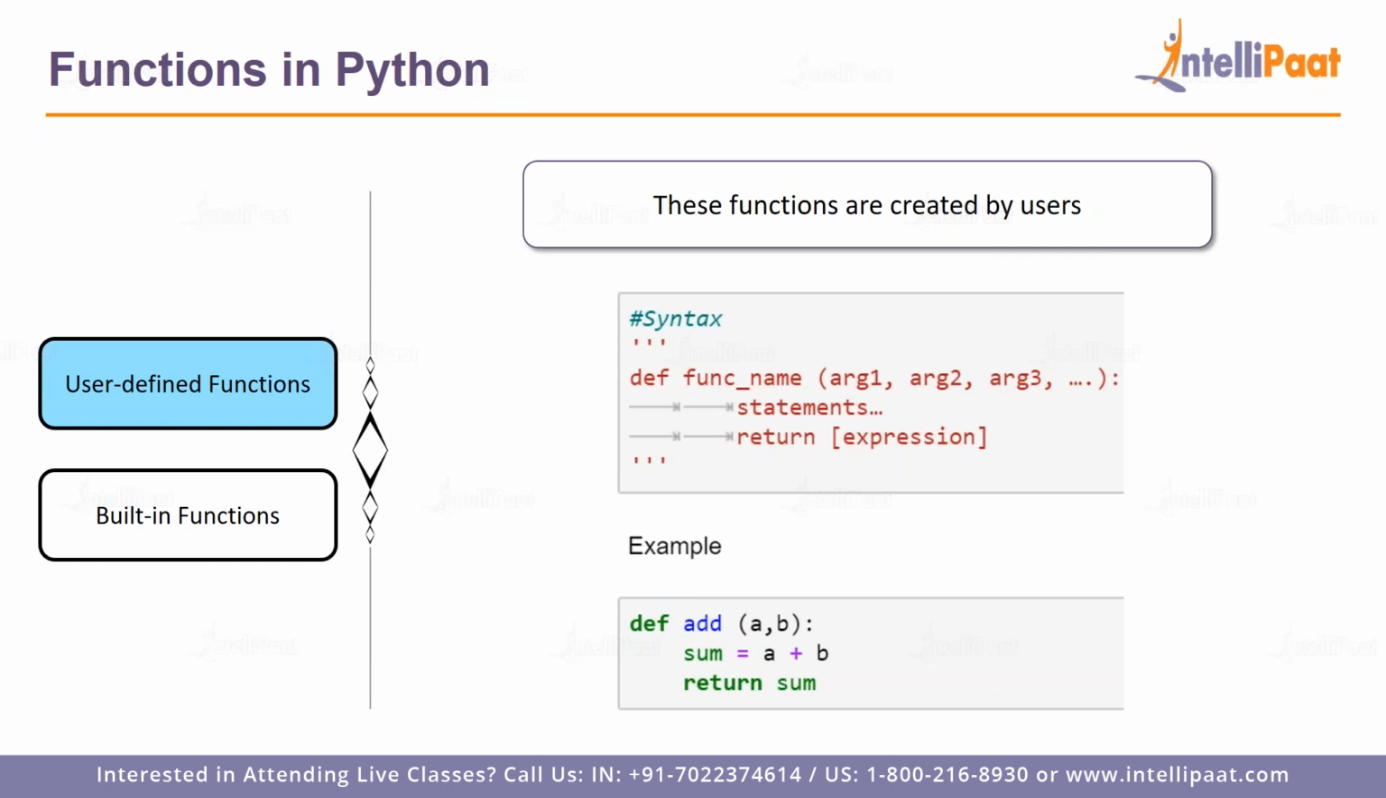We use the def keyword. Def is a shorthand for define. We give the function name. We accept some arguments. These arguments are basically values or things that our function will perform some actions on. And then we do some calculations or any other kind of task that we wish to perform.